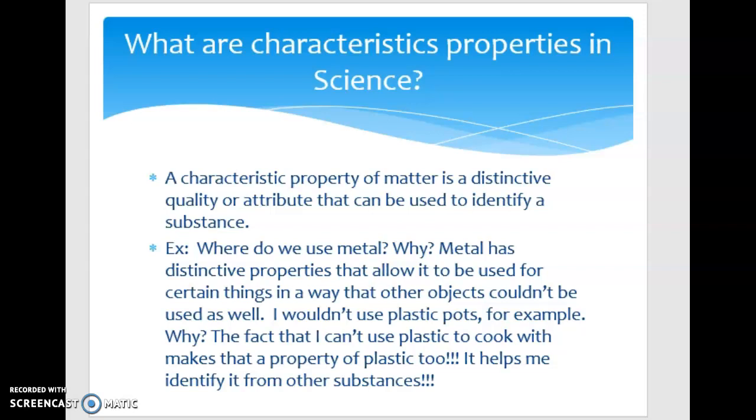For example, where do we use metal? Why? Metal has distinctive properties that allow it to be used for certain things in a way that other objects couldn't be used as well. For example, I wouldn't use plastic pots. Why? The fact that I can't use plastic to cook with makes that a property of plastic too. It helps me identify it from other substances. So metals have a property, and one of those properties is that you can cook with it. And plastic has a property: you can't cook with it.